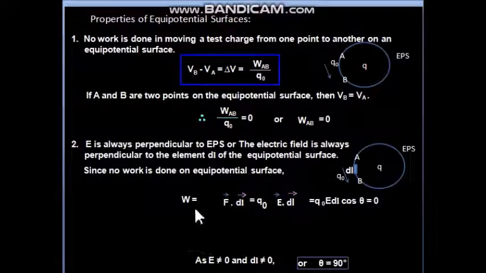Now suppose we take a small displacement dl in this path between A and B. What is the work done in shifting the charge for the small displacement? The small work formula is F dot dl. This work we will equate to 0, because we have already proved that work done on the EPS is 0.